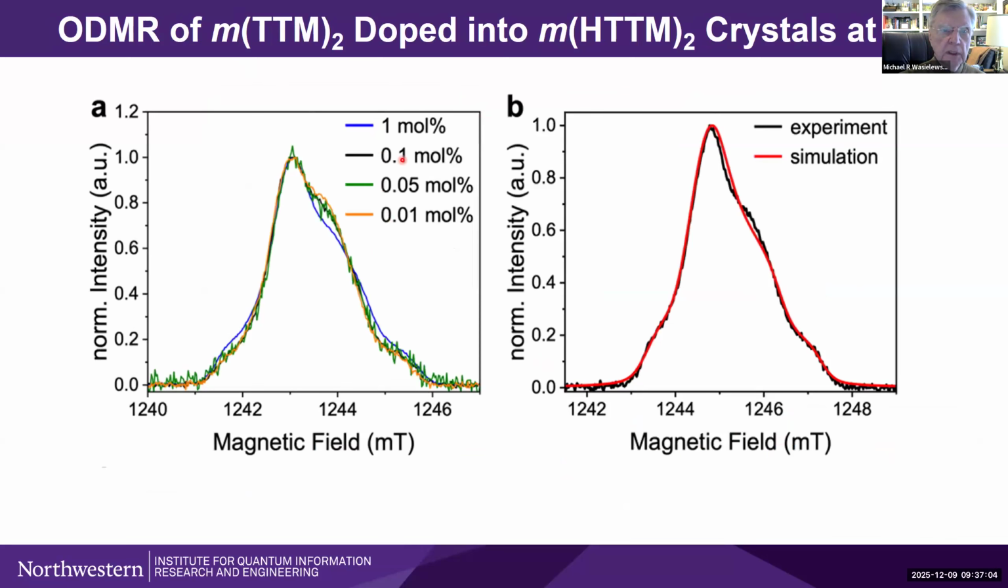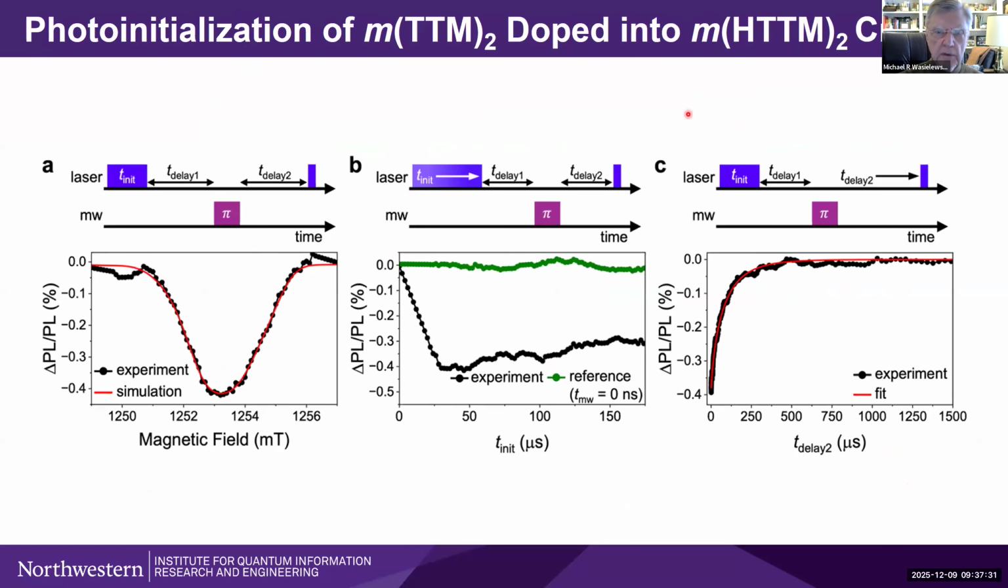ODMR, as a function of dopant concentration, shows slight changes in line shape, but not greatly so. Here's the simulation, I believe this is the 0.1% one. Consequently, we can easily simulate it using the triplet parameters that I indicated earlier. Note that this is at Q-band, and in fact the ODMR experiments I'm showing you here are also done at Q-band. You can see it from the field axis on the left graph.